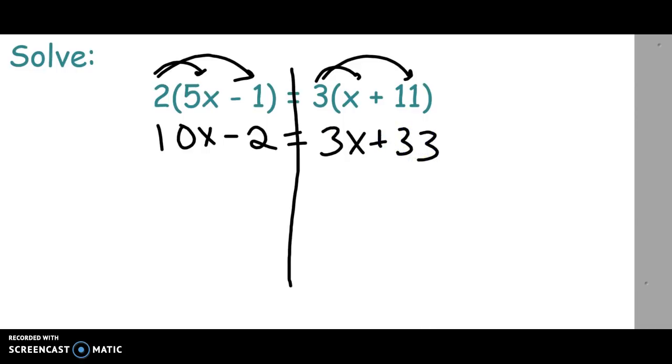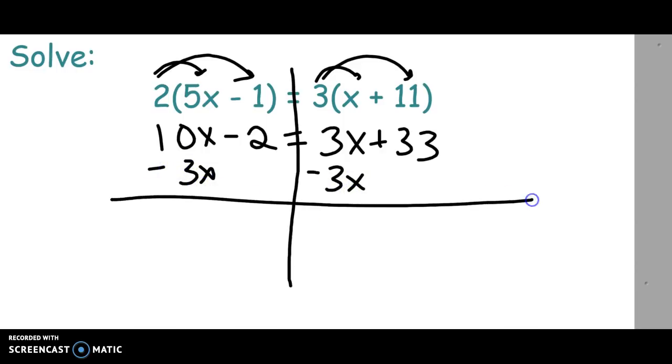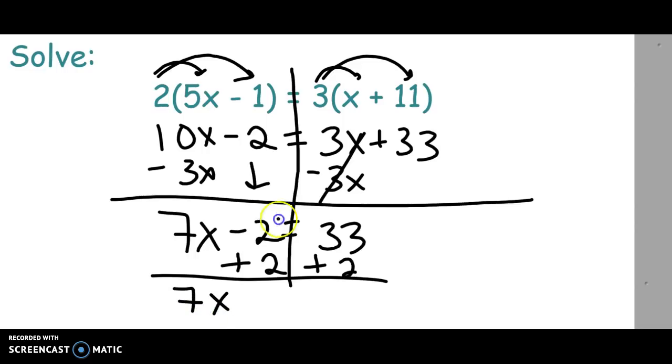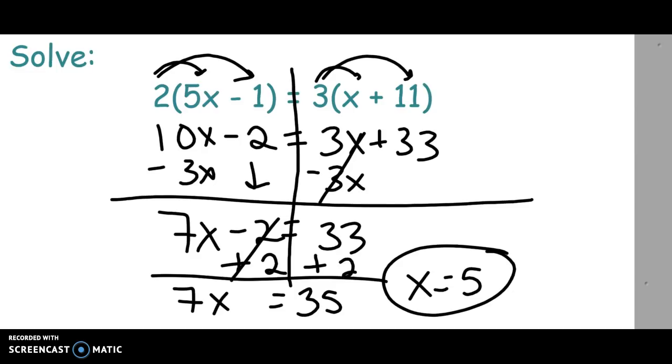From there, we can simplify by getting the variables all on one side. So we have 10x on the left, 3x on the right. We want to get the x's together, so we're going to subtract 3x from both sides. That gives us 7x minus 2, that drops down. 3x minus 3x cancels, and you get 33. Now it's a two-step equation. Eliminate the minus 2 by adding 2 to both sides. You get 7x, those cancel, equals 35. Therefore, x equals 5. Since x can only be 5, we say it has one solution.